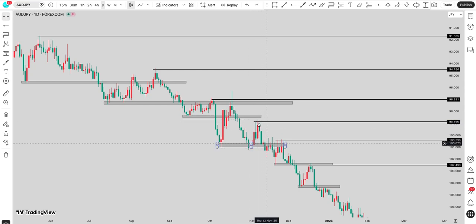Same thing here. Highest point before this breakout. Highest point before this breakout. So this is very easy.